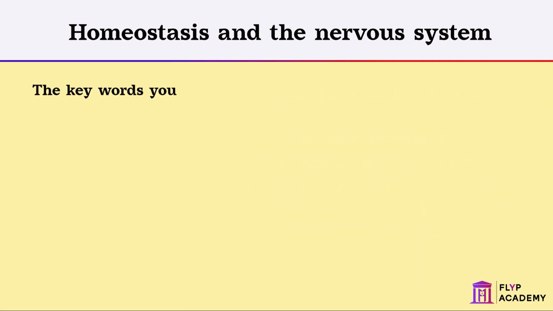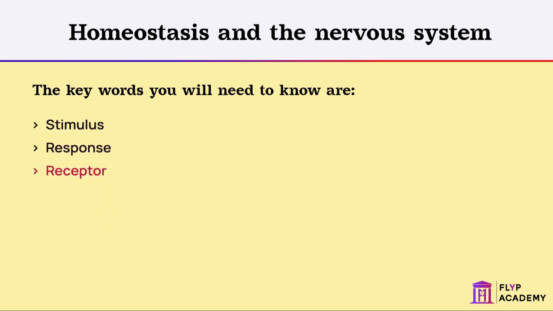The key words you'll need to know are stimulus, response, receptor, effector, hormone.